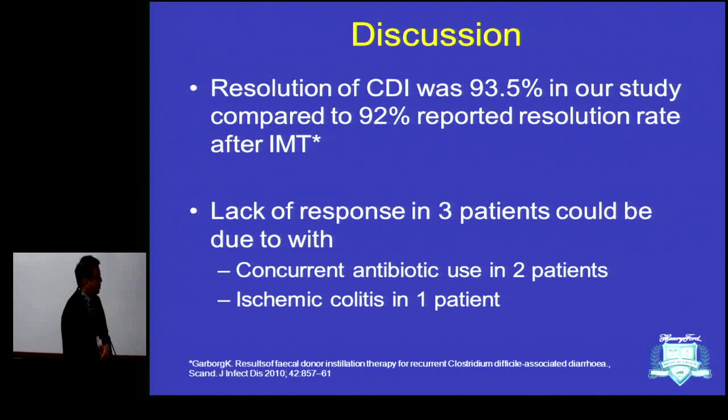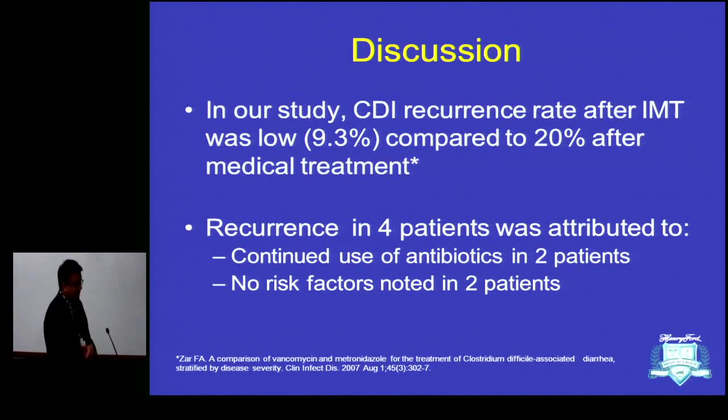What about recurrence? CDI recurrence rate was 9.3% compared to 20%, and you have to understand that we used a much more stringent criteria for recurrence, which is 100 days compared to the 30 days or 4 weeks reported in most literature. Recurrence in four patients was attributed to continued use of antibiotics in two patients. Only two patients truly had no risk factors of antibiotic use or PPIs or anything that we could think of, and we couldn't explain why they kept on recurring.